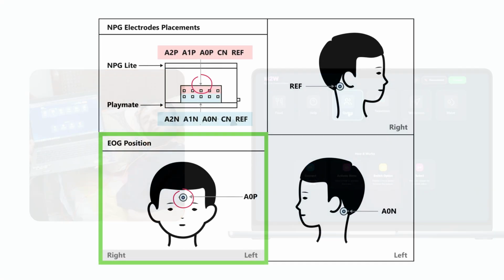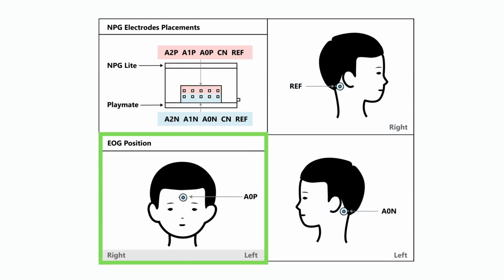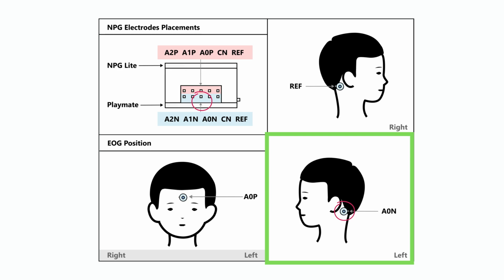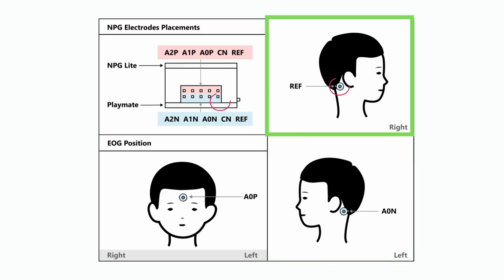Let me demonstrate how it works. First, connect the positive wire, A0P, to an electrode and place it on the frontal knob of the forehead. Second, connect the negative wire, A0N, to an electrode and place it just behind the left ear. And last, connect the reference wire to an electrode and place it on the back side of the right ear.